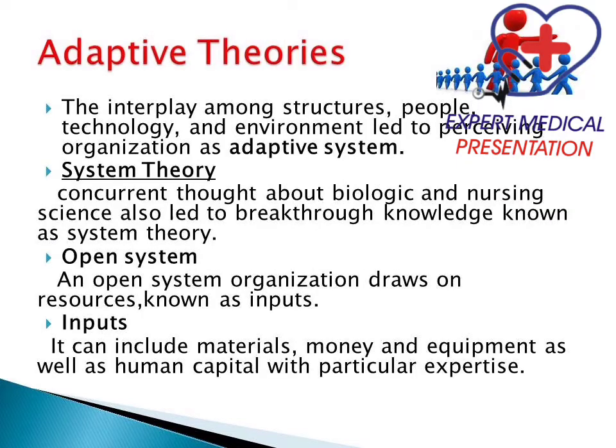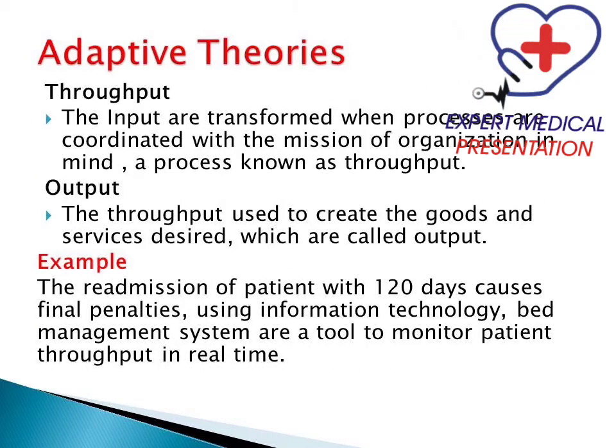Adaptive theories. The interplay among structures, people, technology, and environment led to perceiving organization as an adaptive system. System theory. Concurrent thought about biologic and nursing science also led to breakthrough knowledge known as system theory. Open system. An open system organization draws on resources, known as inputs. Inputs can include materials, money and equipment as well as human capital with particular expertise.